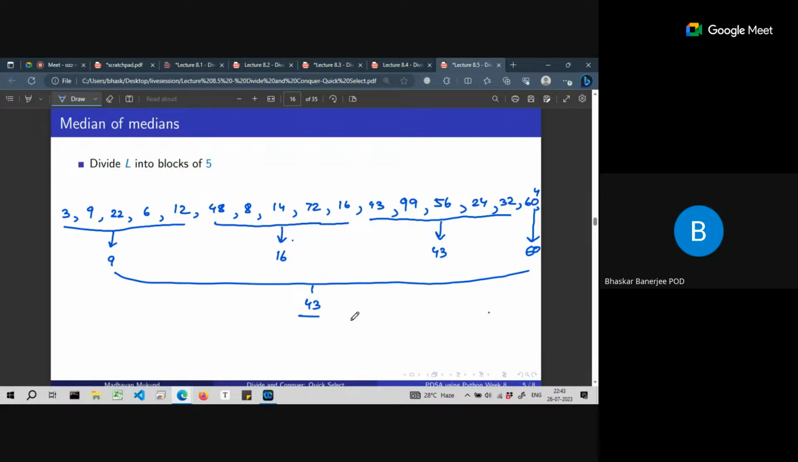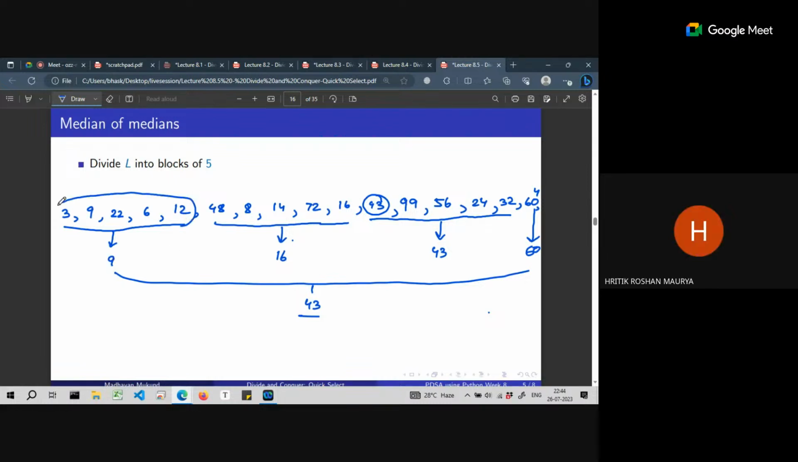Where is 43, by the way? Fine. Now tell me the time. How much time did it take to calculate this 9 asymptotically? I mean, in asymptotic notation. So here we split into blocks of 5. We will always split into blocks of 5. N log n. No, just answer me that asymptotically, how much time did it take to find 9? Just for this subarray.